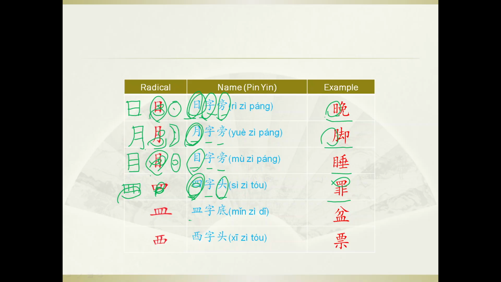Next, 皿字底, container, bottom. This radical is exactly this word. And it looks like a traditional plate, saucer, bowl. We write this radical similarly as the above one. Just extending the two ends to similar lengths as these gaps.